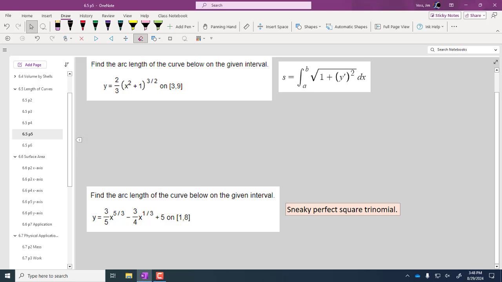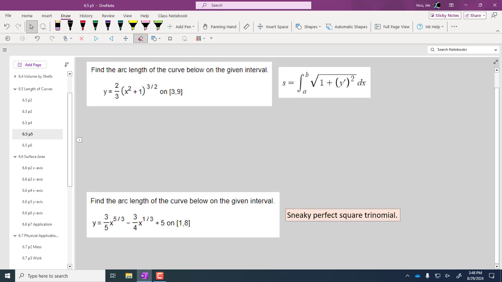All right, so here is another one. That one is not a perfect square trinomial, so let's do one more that's not. So we're given a function of x on an x interval, so the integration formula will have a dx. Let's go ahead and find the derivative. We need the derivative in order to get to the arc length formula.